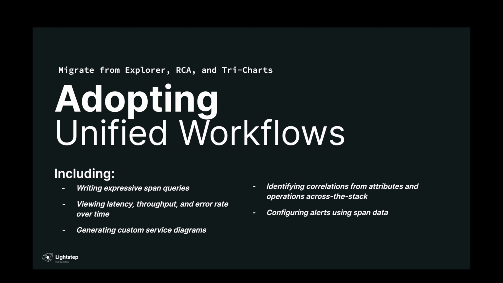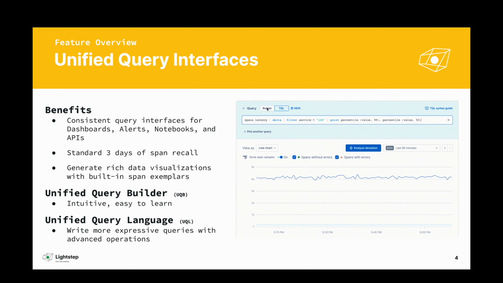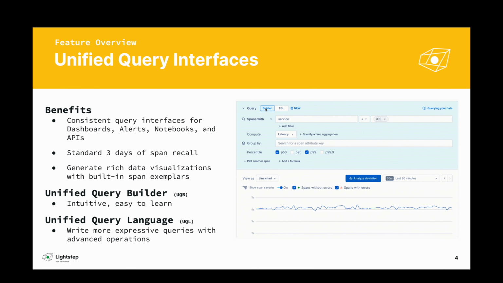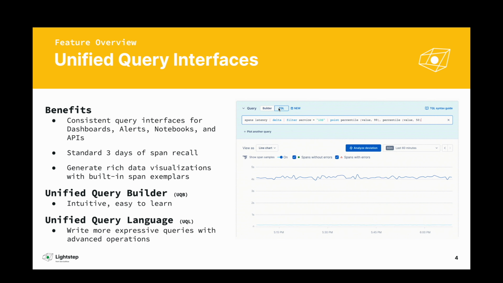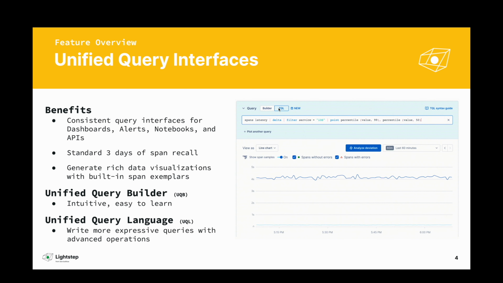But first, let's start by walking through the specific features you'll be using in place of Explorer, RCA, and Streams Tri-Charts. We've built a new set of query interfaces which allow you to explore both span and metric data in a single unified interface. These interfaces are available across Lightstep and can be used to build rich dashboards, collaborate in notebooks, or define proactive alerts. We've even made them available in our APIs.